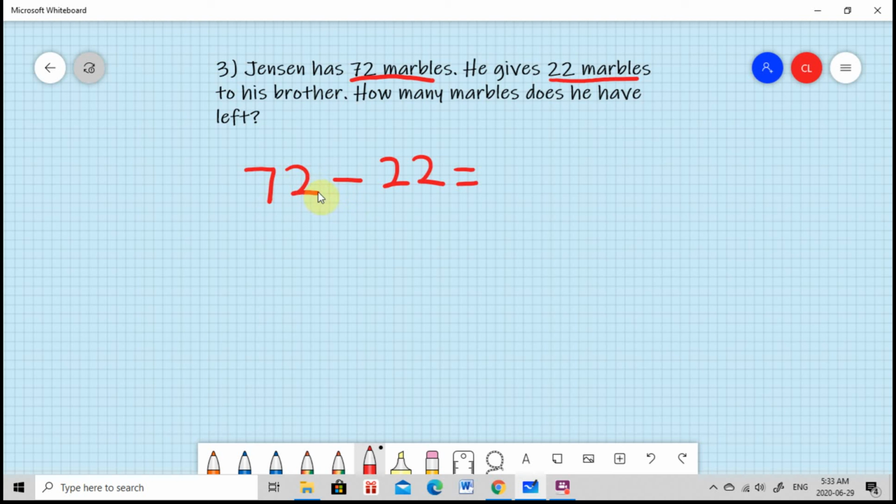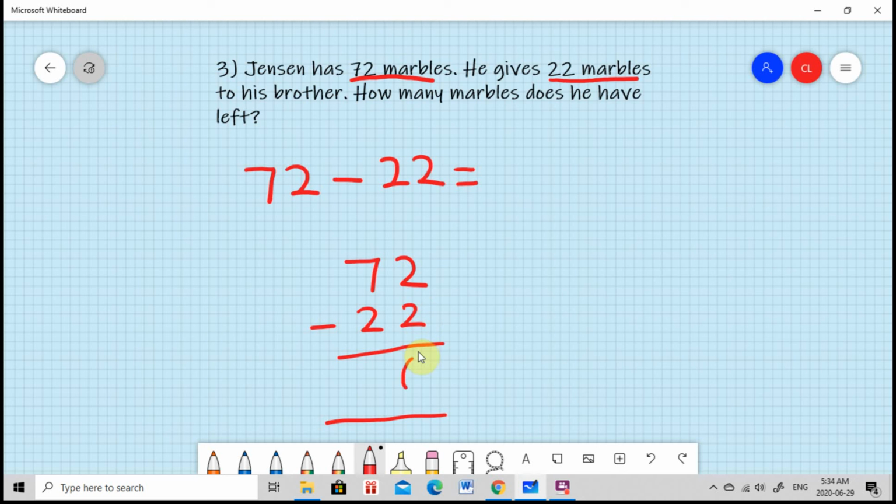So what you do is you minus, right? So you have 72 minus 22. So Jensen has 72 marbles, right? He gives 22 to his brother. We need to know how many marbles he has left. So it's basically minus. It's a subtraction question.